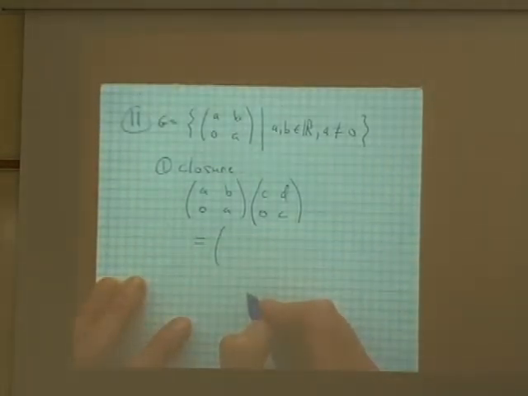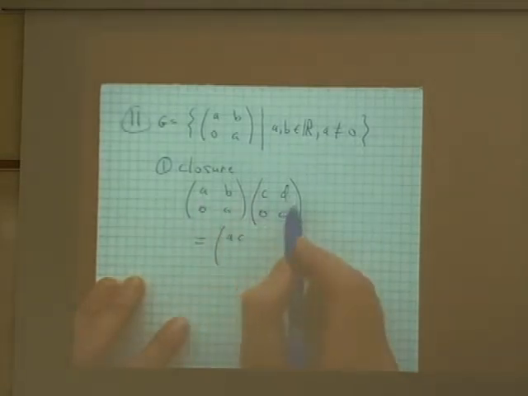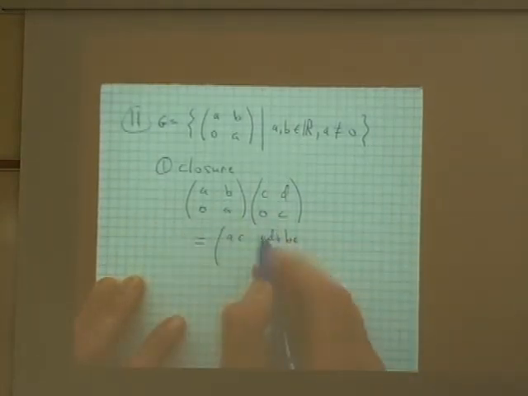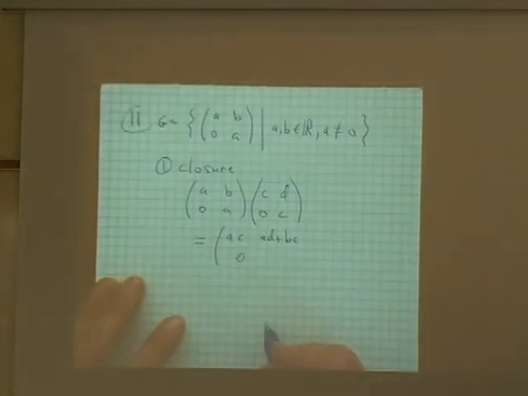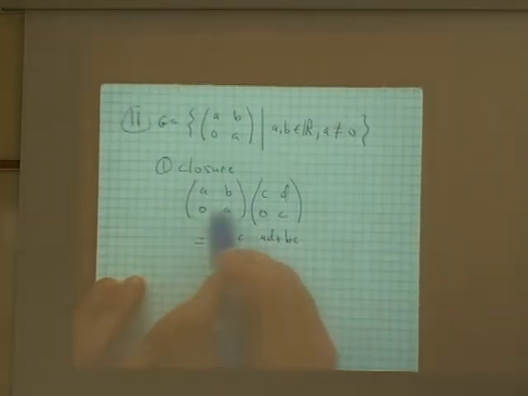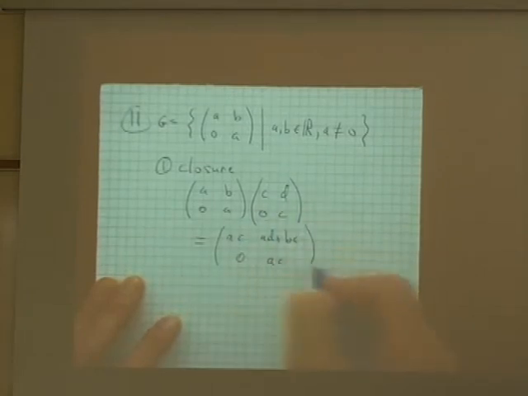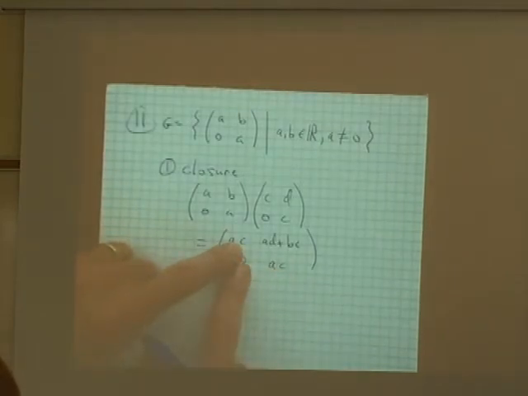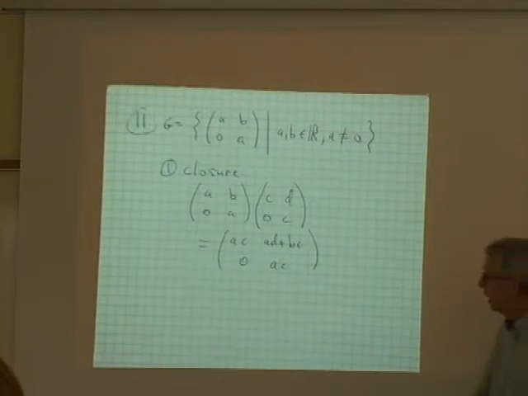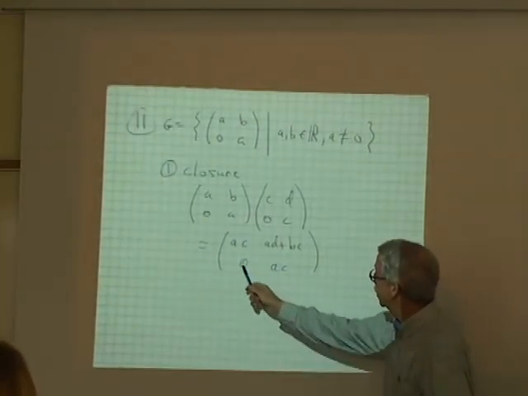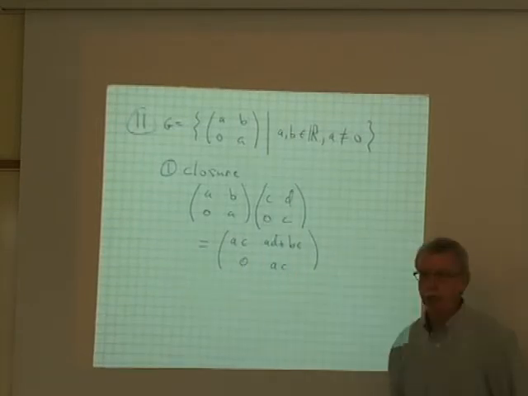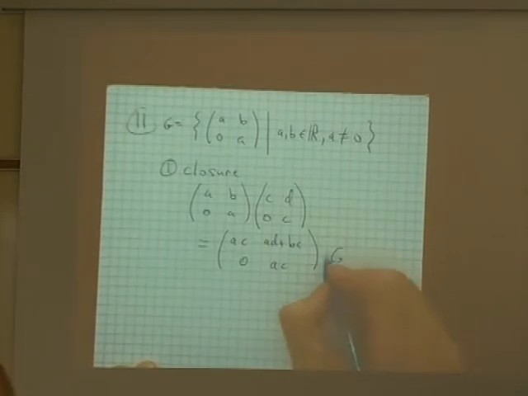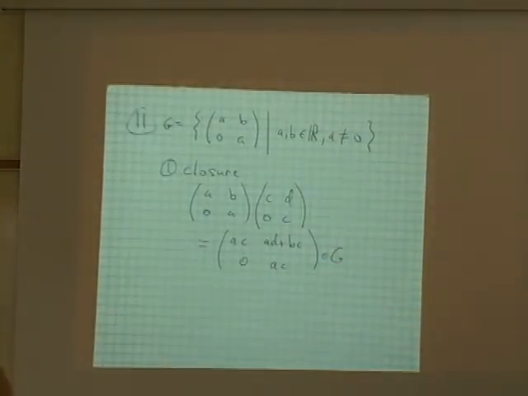What's the first entry? AC, right? And then I have AD plus BC. And then I have 0 times C plus A times 0. And then what's the last entry? 0 times D plus A times C. So these 2 entries are equal. That entry 0, and this is a different one. So yes, it's exactly the same form, right? It's AC and AC are the same number here. 0 is where it belongs, and this is my new D, right? So this is an element in that group. We do have closure. All we have to do is get exactly the same form.